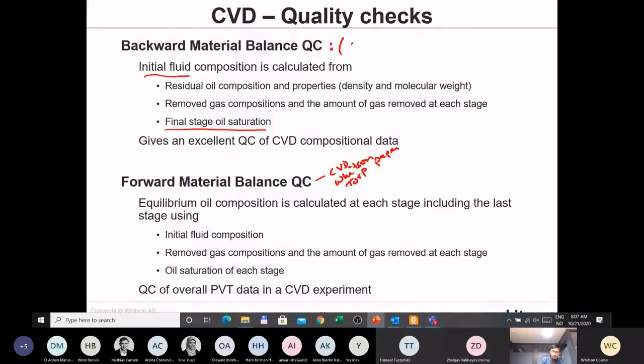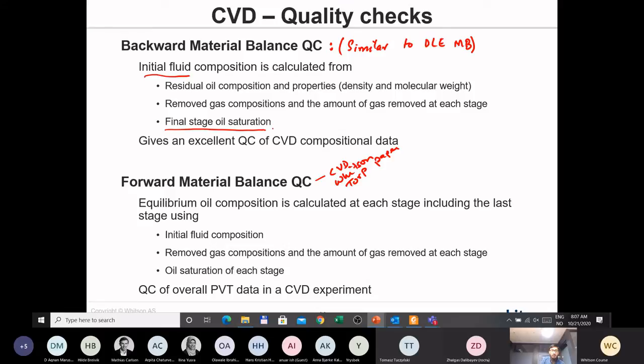This is similar to the DLE material balance for the composition. Here we calculate the initial fluid composition from the measured data we have in the CVD, and most importantly, the liquid saturation data. We only use the final stage oil saturation.